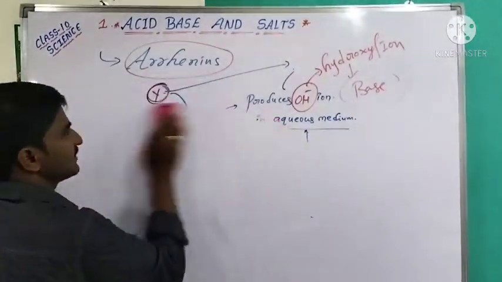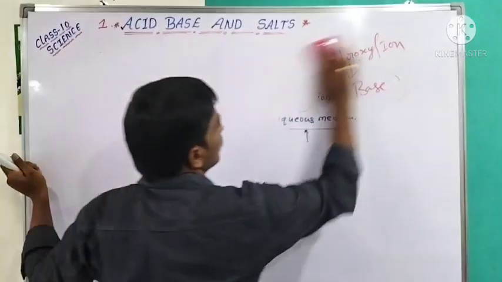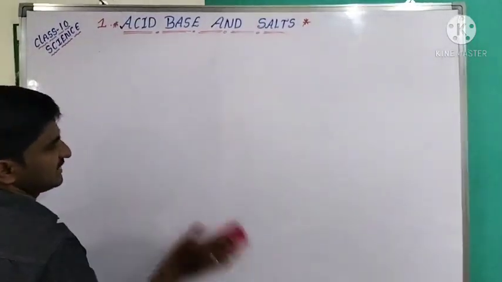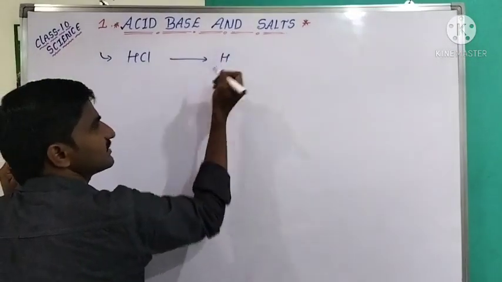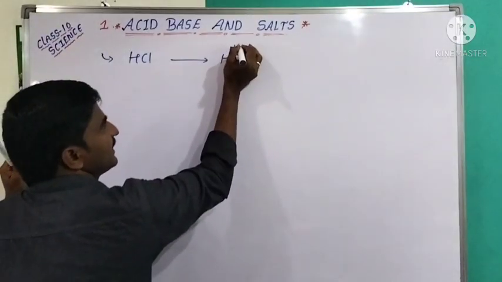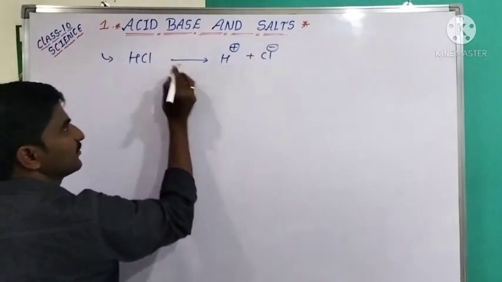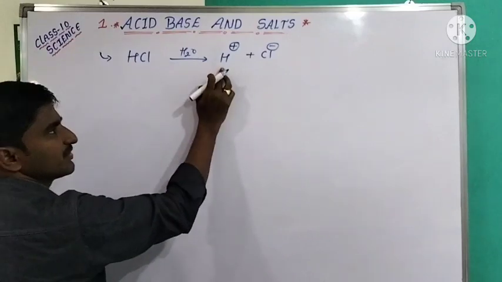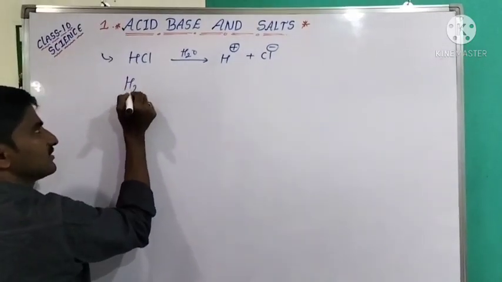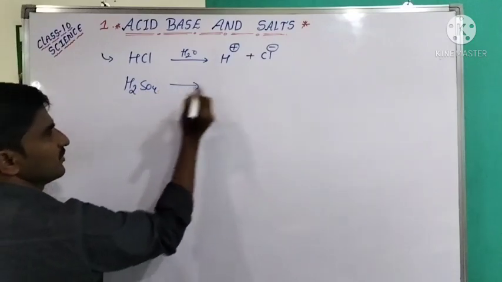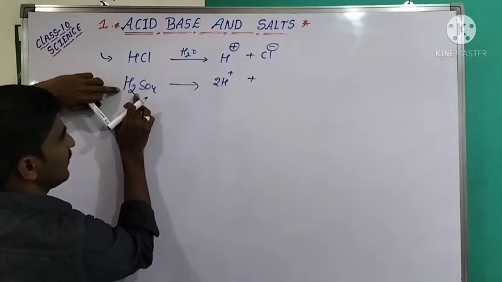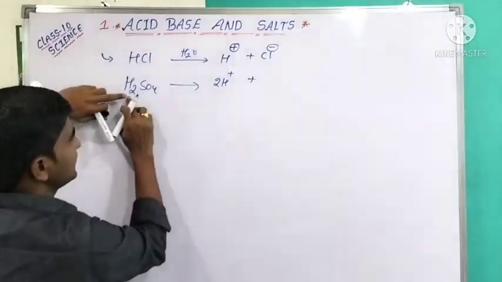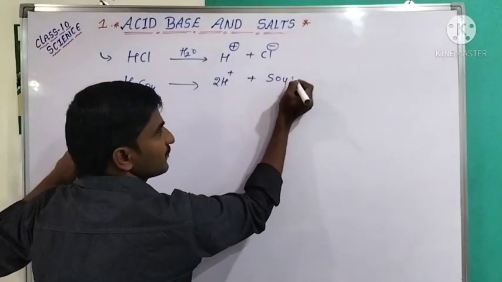Then, for example, take hydrochloric acid. Already I told you hydrochloric acid is one of the acids. How can you find out? HCl dissociates, that is ionization, to produce H plus and Cl minus ions when dissolving in water. If you take sulfuric acid, H2SO4, there are two hydrogens, so 2H plus and SO4 minus 2. This is a group of ions. So SO4 has power minus 2.